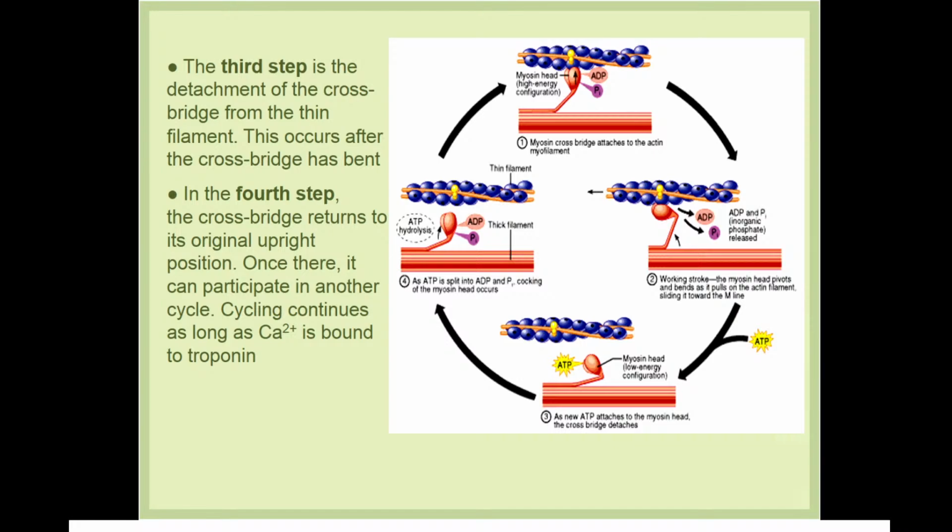So you can see this process of energy transformation. What is that? The chemical energy of the ATP molecule is converted into mechanical motion of the cross bridge. It bends and pulls the actin filament toward the center of the sarcomere, and this is just the shortening of the sarcomere and consequently the shortening of the skeletal muscle.